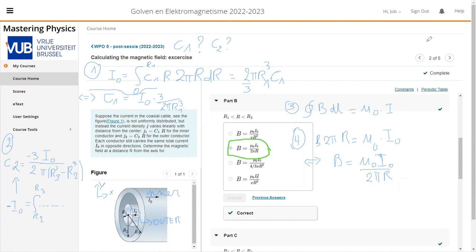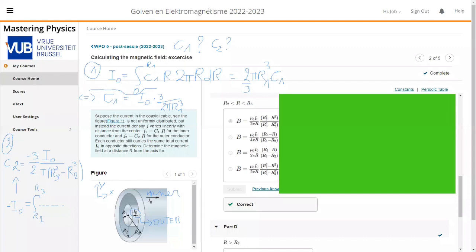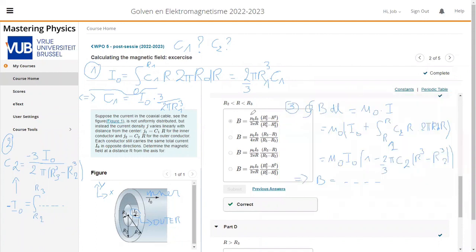Okay, let's go for part C. Part C is here, so I'll show you. Basically they say R2 and R3. So what I did is just looking for R2. If you put this like this, I don't want to talk too much, but if you do this, you will find this one, you know.